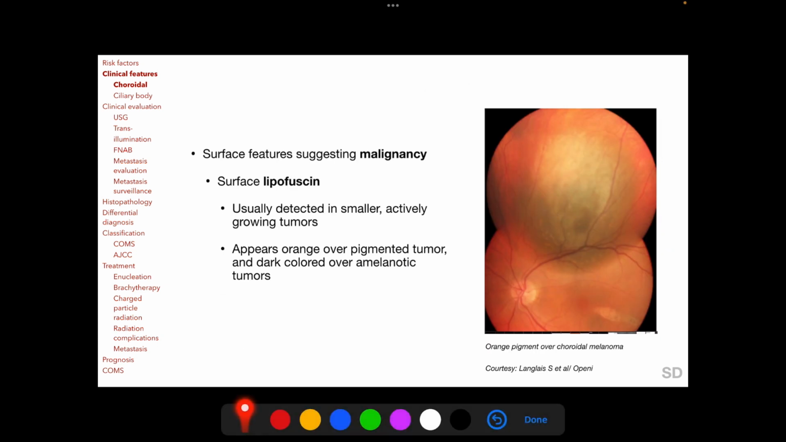As we have discussed in the previous session, surface features suggesting malignant nature of a choroidal melanocytic lesion include surface lipofuscin and serous retinal detachment. Surface lipofuscin is usually detected in smaller actively growing tumors, and it appears orange over pigmented tumors and dark colored over amelanotic tumors.